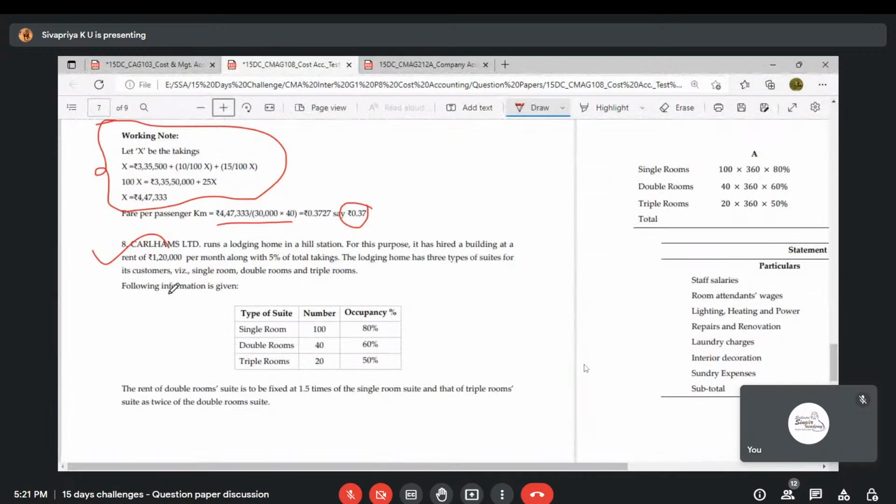This is also service costing. This is with respect to hotel. So here we have to take 5% of the total takings. The type of suite is given, the number of persons who are there and their occupancy. The rent of double room suite is fixed at 1.5 times of single room and that of triple room suite is twice that of the double room.